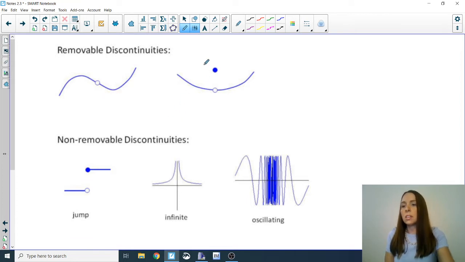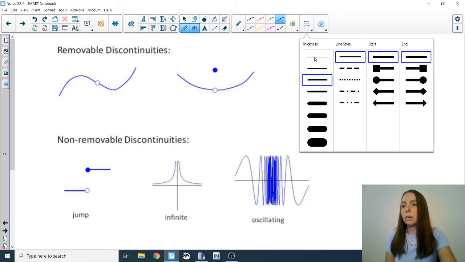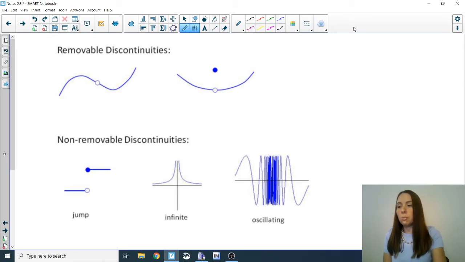So the key thing to take from what we've discussed so far is that for removable discontinuity, let's just say that all of our discontinuities are at x equals c, just to have a variable to use there. What we would say is, and let's call our function f of x, the limit as x approaches c of f of x exists.